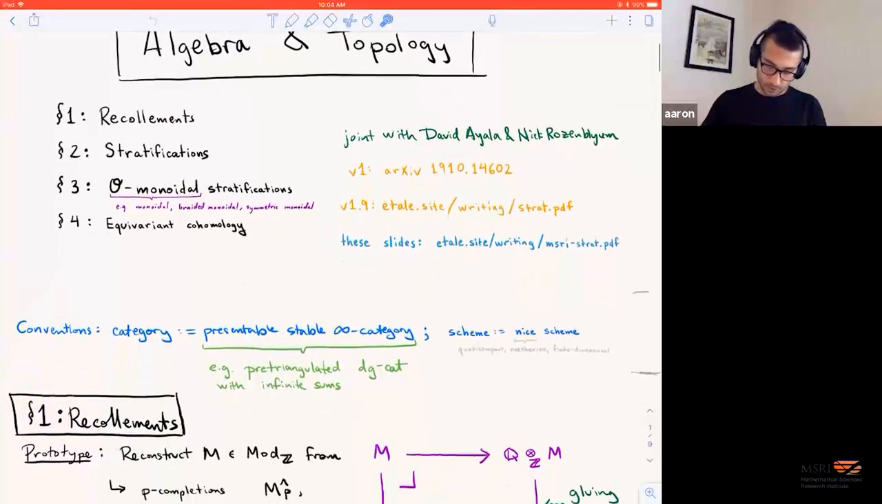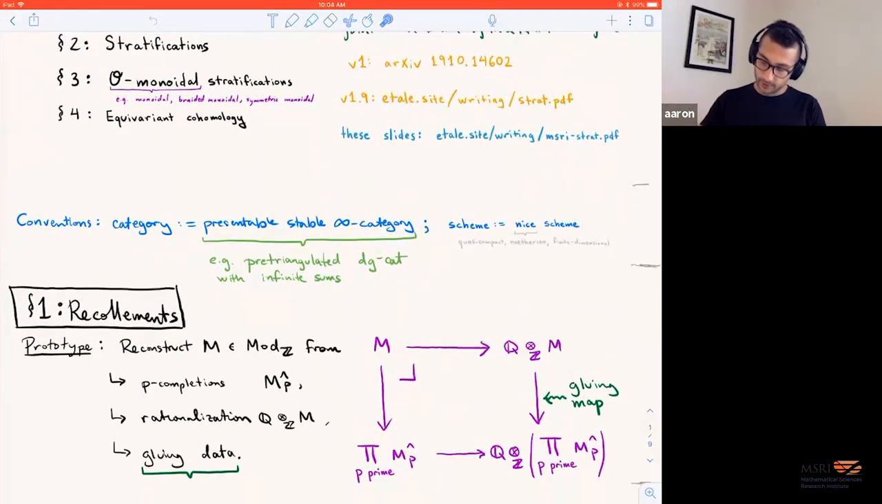Okay, so recollement. The prototype, which we'll come back to soon enough, is that if I have a Z-module, I want to be able to reconstruct it from data that's in some sense simpler, local. Specifically, you can take its p-completions and you can also take its rationalization. And the assertion is that you can reconstruct the Z-module from having those, as well as an additional piece of data, namely some gluing data, and that manifests itself in this map right here. So this is where we're headed. This might be familiar or might not.